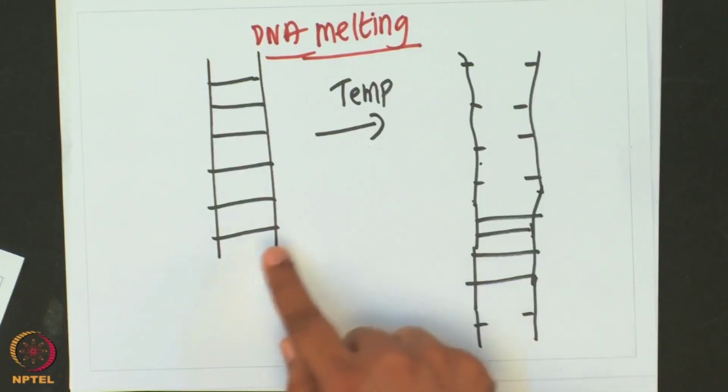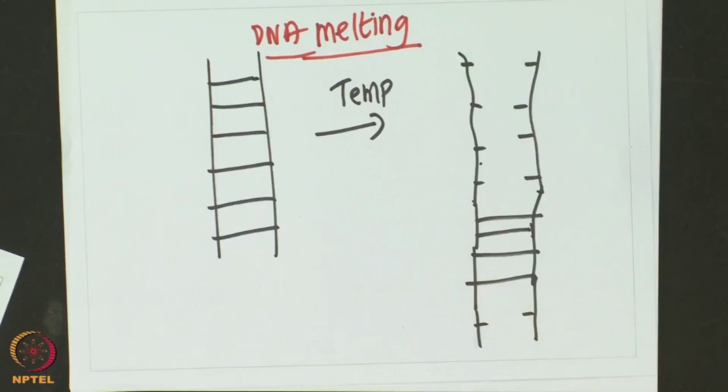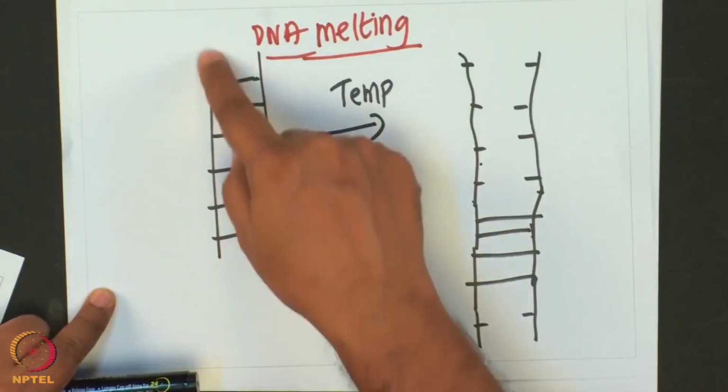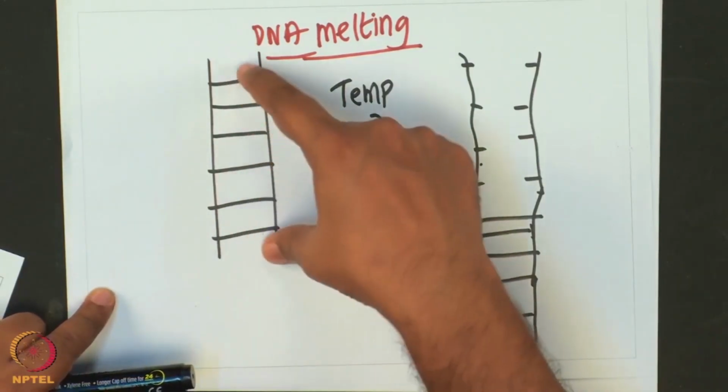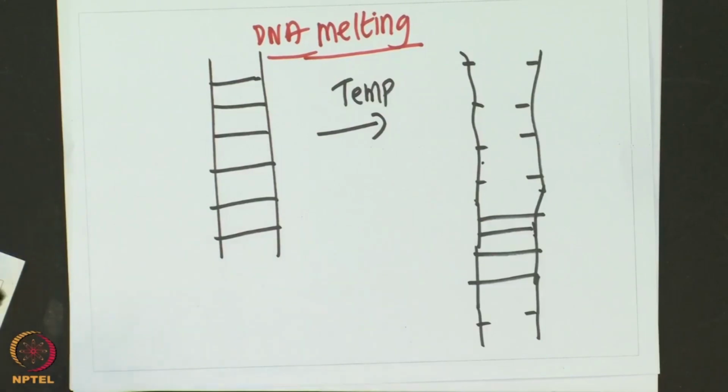Basically, the breaking of the hydrogen bonds. This also happens because the water molecules will go and hit these DNA molecules, and because of that these bonds will be broken. So temperature is driving many random events at the molecular level. Because of this there will be a lot of randomness.